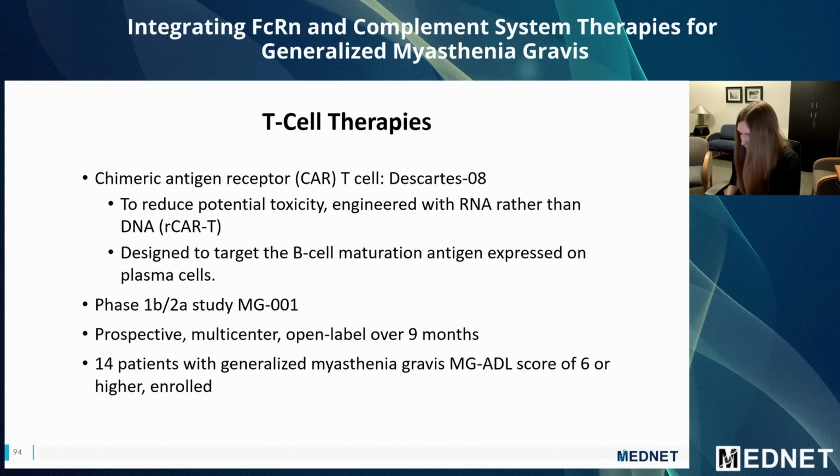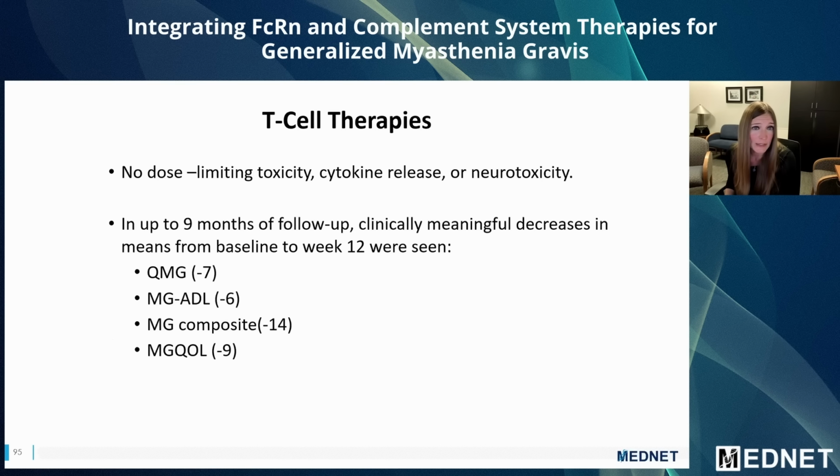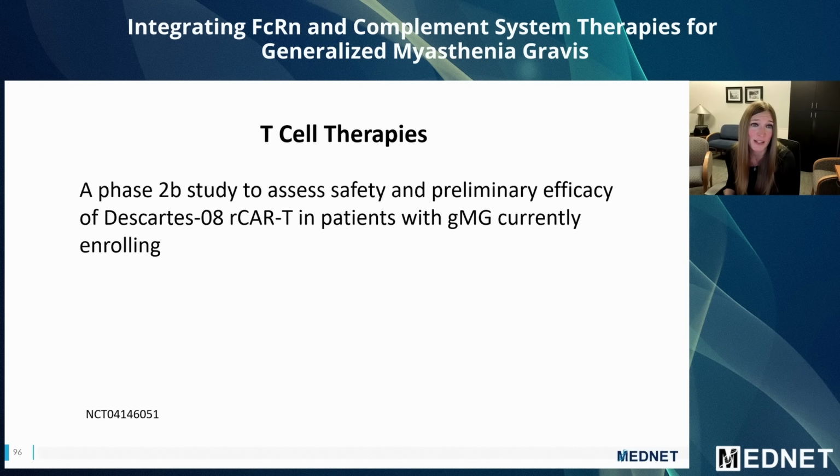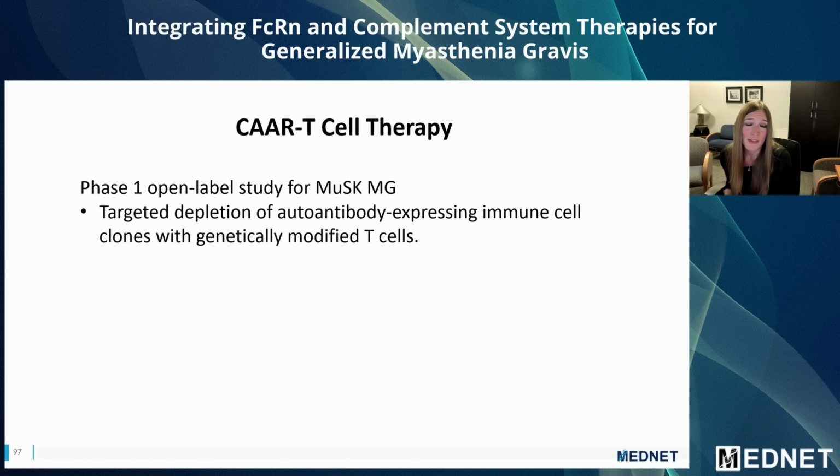There was the DISCART study, a phase 1b/2a study where 14 patients with generalized MG were enrolled. It didn't show any toxicity of concern initially. Then at 9 months of follow-up, there were meaningful decreases from baseline in all the outcome measures, so improvement was seen everywhere. There's a phase 2b study ongoing to see what the results will be. And there's also a CAR T phase 1 study for MuSK patients that we haven't gotten all the results from, but we'll see what that shows.